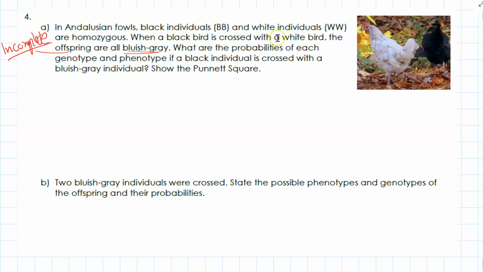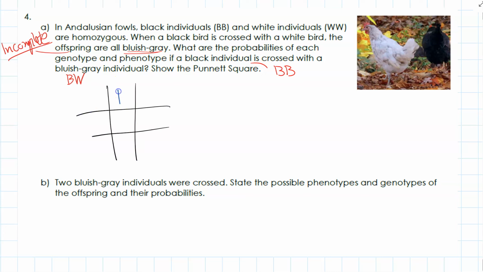And now it's asking, what are the probabilities of each genotype and phenotype if a black individual, which must be BB, is crossed with a bluish grey? So they must be heterozygous. Let's prove it in a Punnett Square.